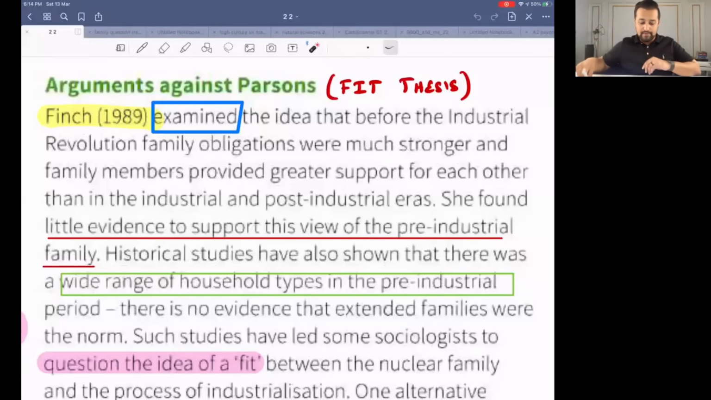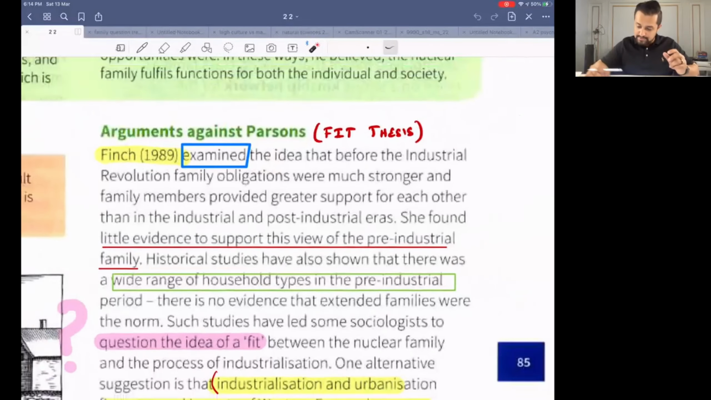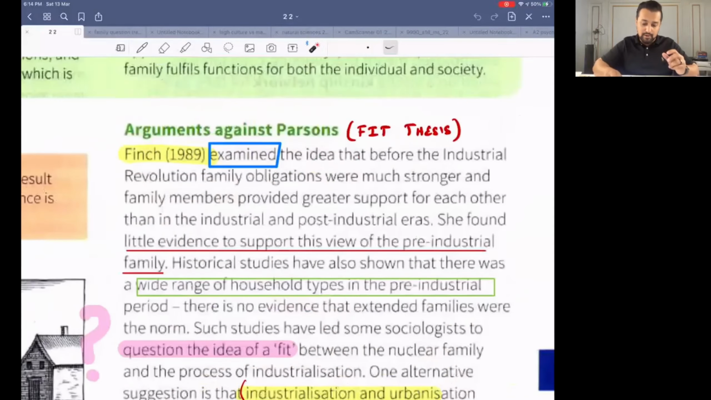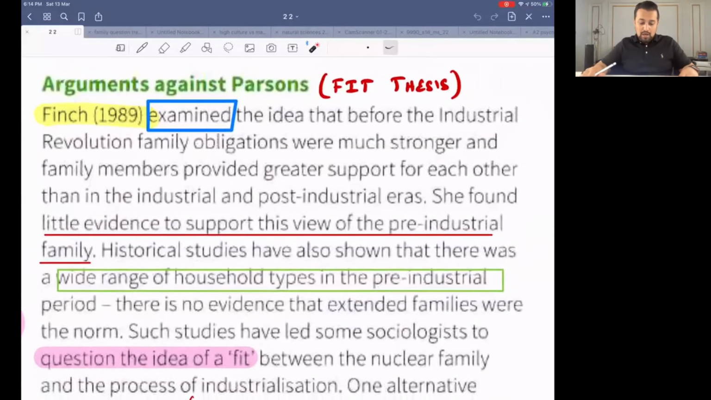Now, to start off, we will be discussing arguments against Parsons, as your book refers to this. What page number is this? This is page number 85 from your Cambridge endorsed book. Arguments against Parsons, number one.